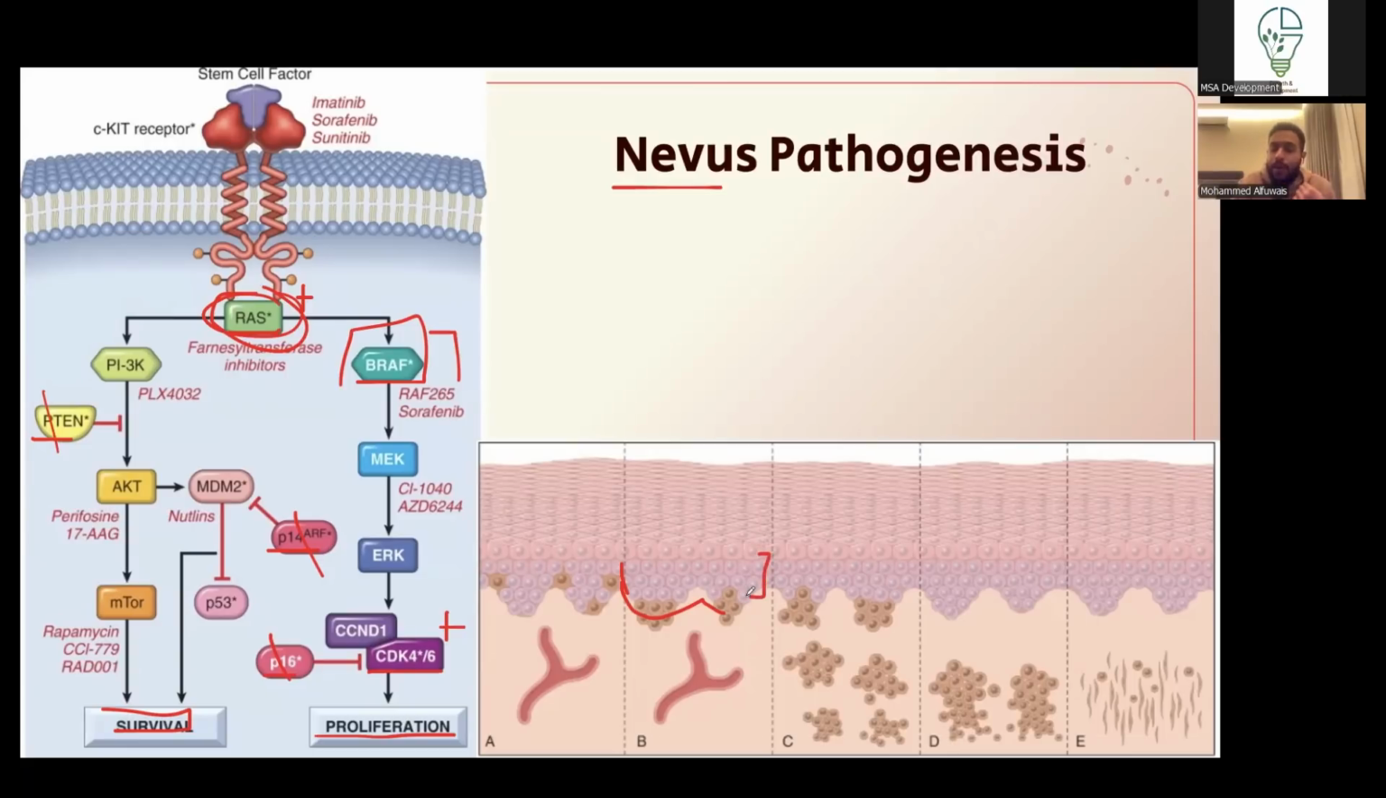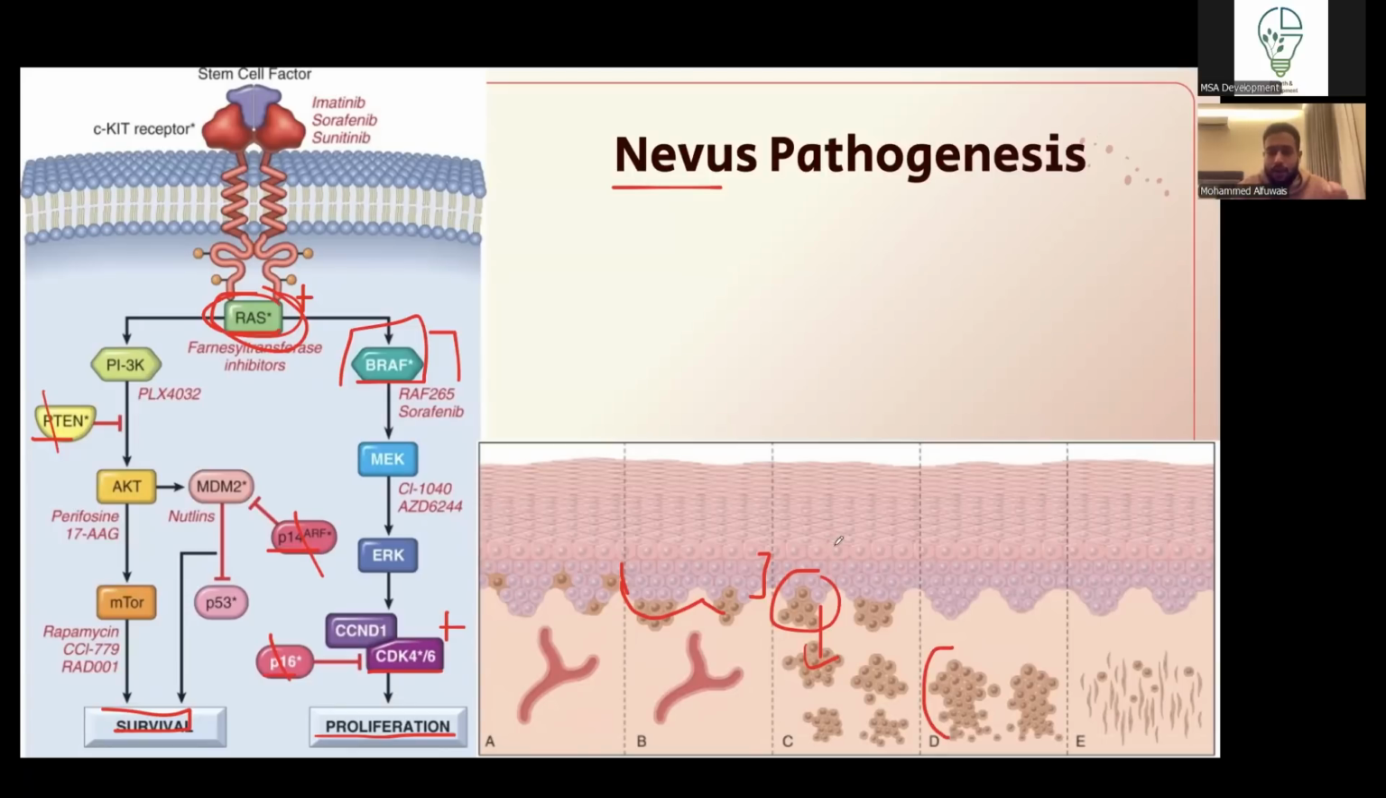Okay? Now, what if the melanocytes are proliferating at the junction and go into the dermis? What do we call this mole? Not complex. Compound. Okay? Compound mole. Now, what if the proliferation of the melanocytes is only in the dermis? What do we call this? From the name, dermal. Okay? Now, this, don't worry about it. Okay? But remember these terms.